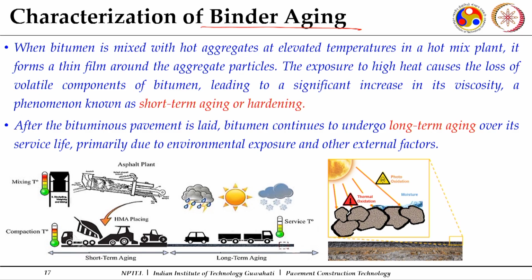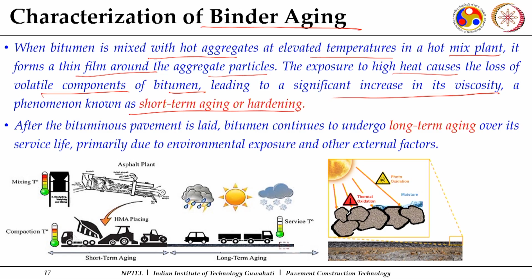the aging. So, when bitumen is mixed with hot aggregates at elevated temperatures in a hot mix plant, it forms a thin film in the range of around 8 to 10 microns around the aggregate particles. The exposure to high heat causes the loss of volatile components of bitumen, leading to a significant increase in viscosity that makes the binder stiff, and this phenomenon is called hardening or aging of the binder, and another term is short term hardening. Why short term hardening?